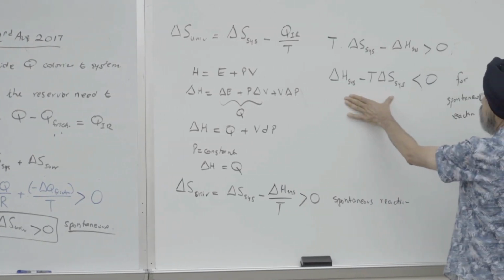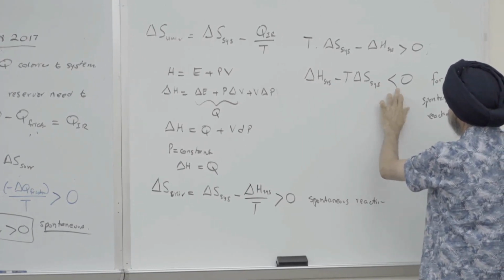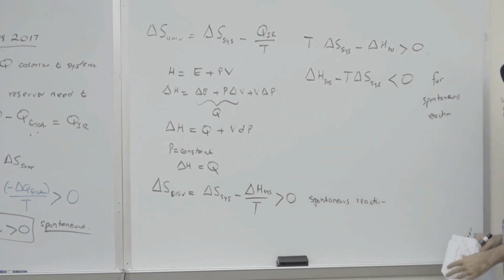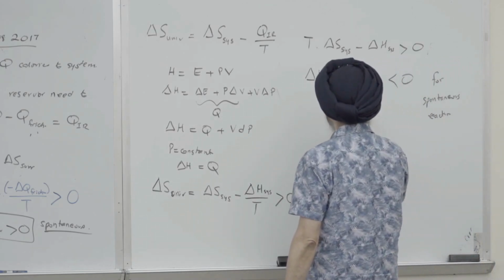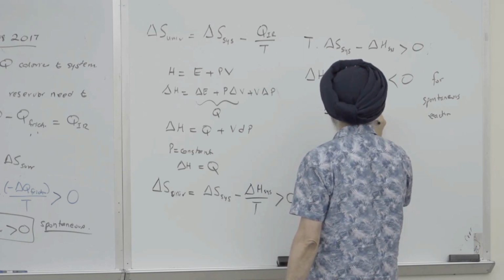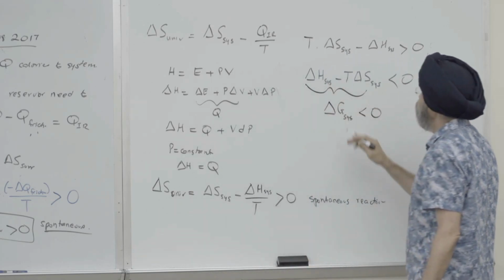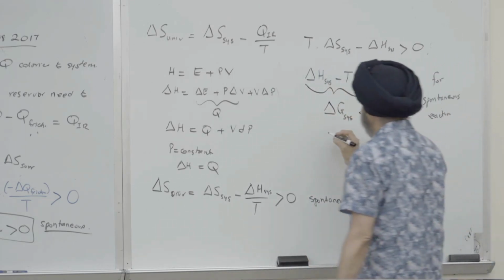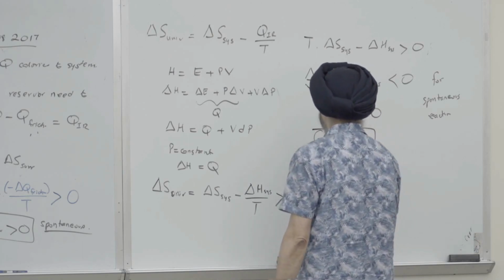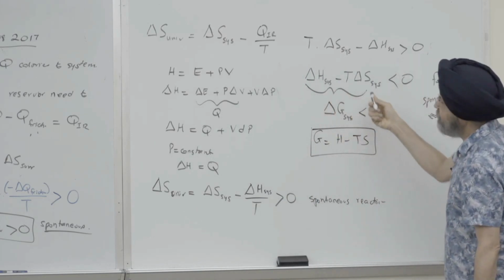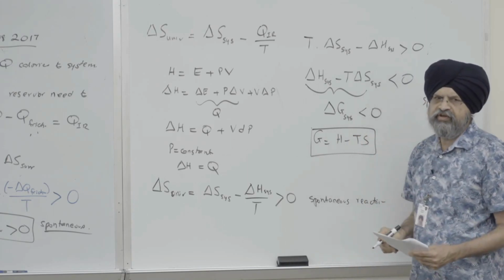So in a chemical reaction, we can find out what is delta H, what is delta S. If it's less than 0, then the reaction is spontaneous. So instead of writing this every time, we just replace it by delta G system. And so we basically take H minus TS and we just simplify it. So instead of writing delta H minus T delta S every time, we replace it with delta G. That's Gibbs free energy.